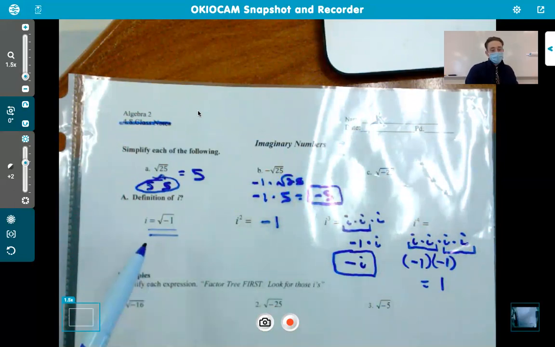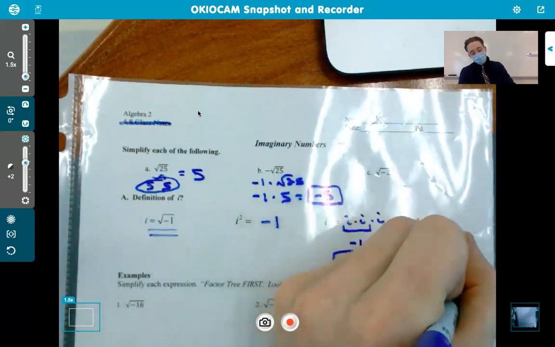So I have I, which I know is just the square root of -1. I squared, I can simplify to -1. I cubed, I can simplify to -I. And I to the fourth, I can simplify to +1.